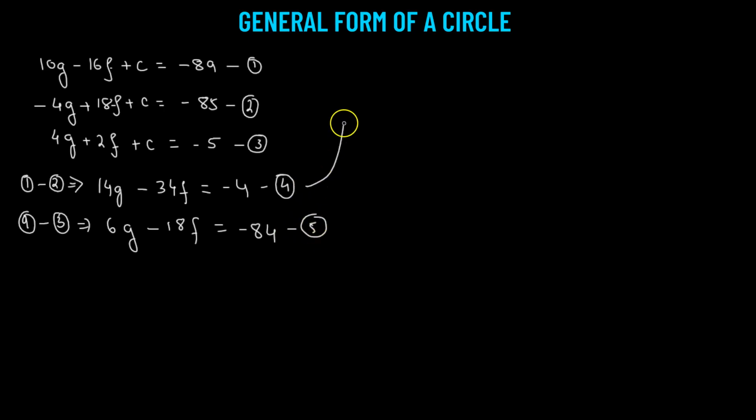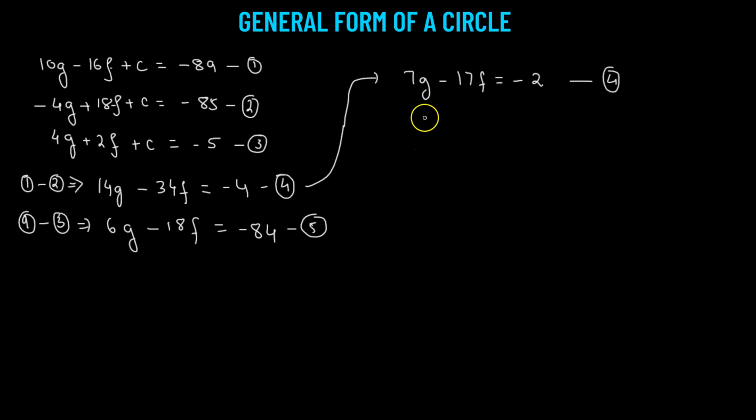Now let's do one thing. We can further simplify equation number 4. All we have to do is take the factor 2 and divide each term by 2. So we have 14g divided by 2, that's 7g, minus 34f divided by 2, that's 17f, equals -2. So this is equation number 4. All we have done is simplified it. Similarly, coming to equation number 5, we can divide each term by 6.